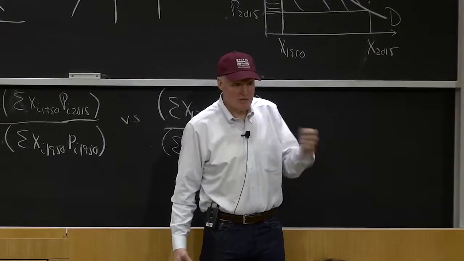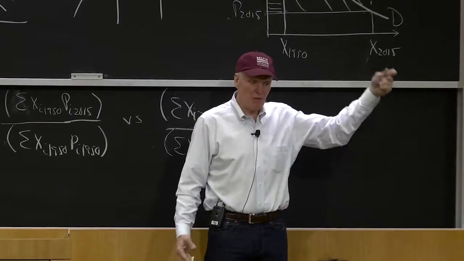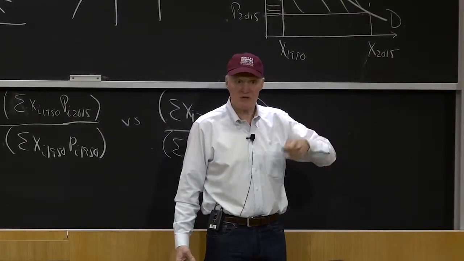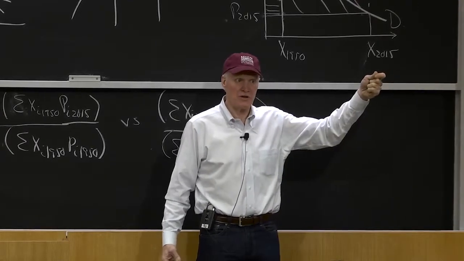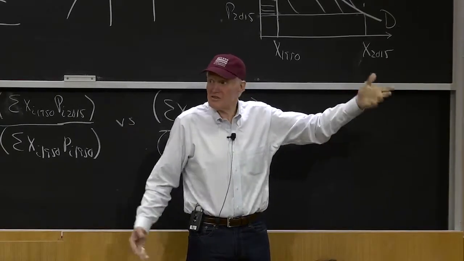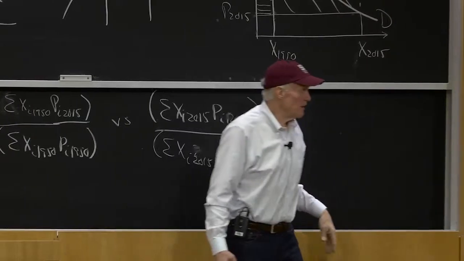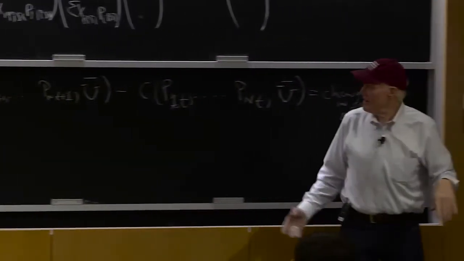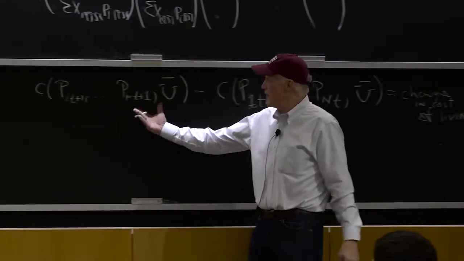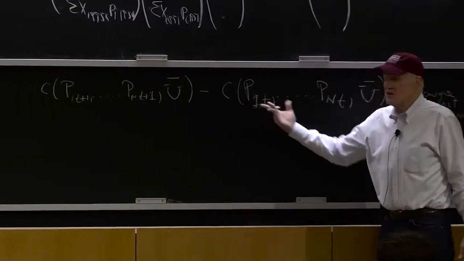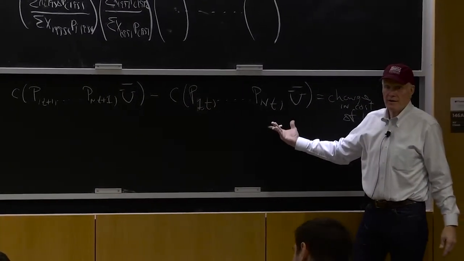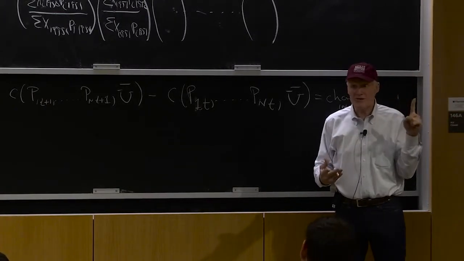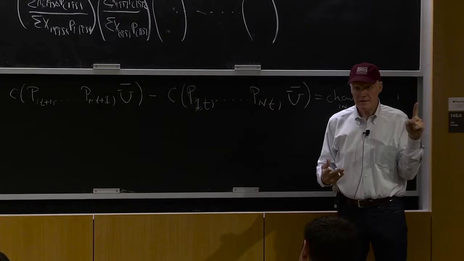How much did the cost of getting the 1950 utility go up is a different question from how much did the cost of getting the 2015 level of utility go up, right? Those are just different questions. But anyway, the idea is change in the cost of living would be measured by the change in the cost function. Now think about what the change in the cost function is if only one price is changing.